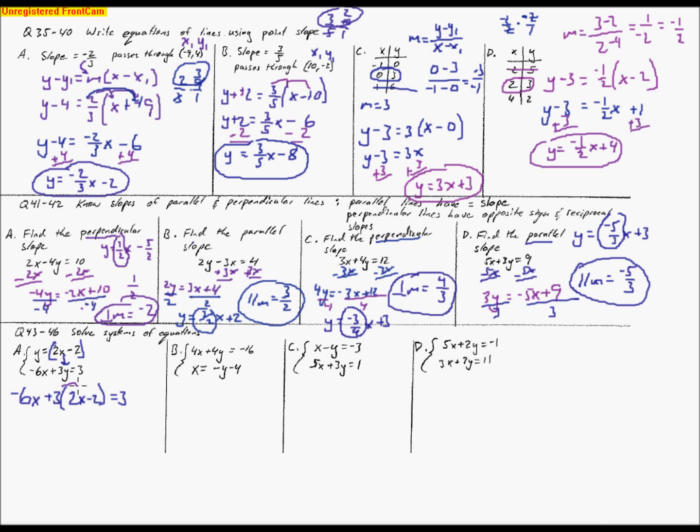So distribute that 3 over those numbers. And here's what we get. Negative 6x plus 6x minus 6 equals 3. Ooh, something strange happens here. Look at this. These are canceling out. We're left with negative 6 equals 3. But negative 6 doesn't equal 3.